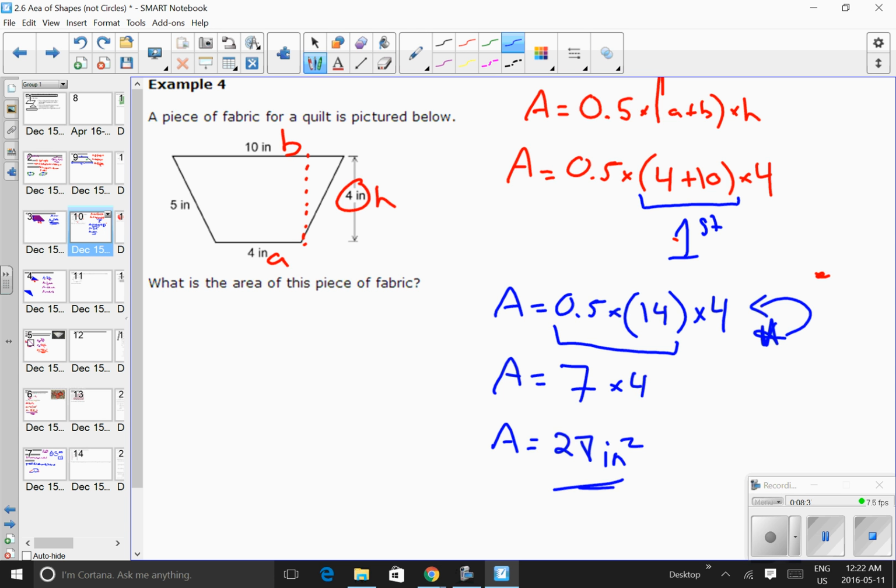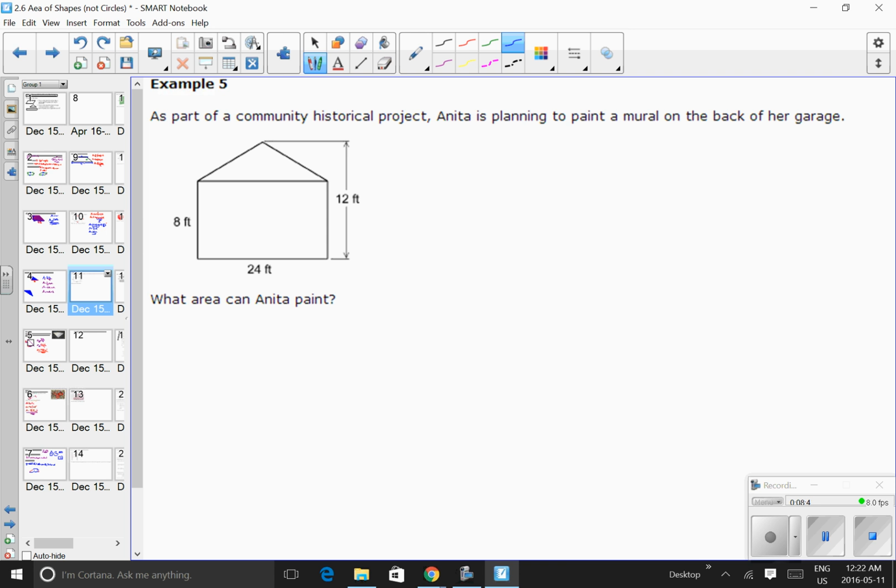Now, let's do a composite shape. That's my favorite one, the elementary school house. All right, Anita here is planning to paint a mural on the back of her garage, which looks like this. What is the area that Anita can paint? So I got to figure out the area of this thing.